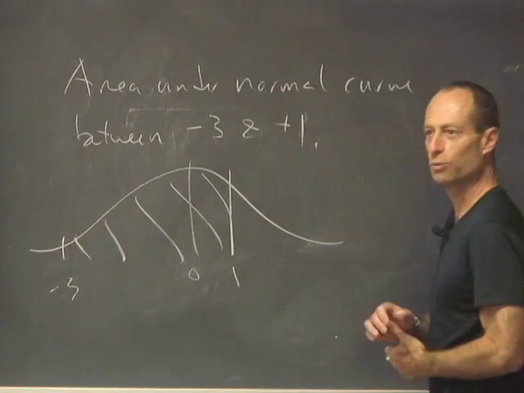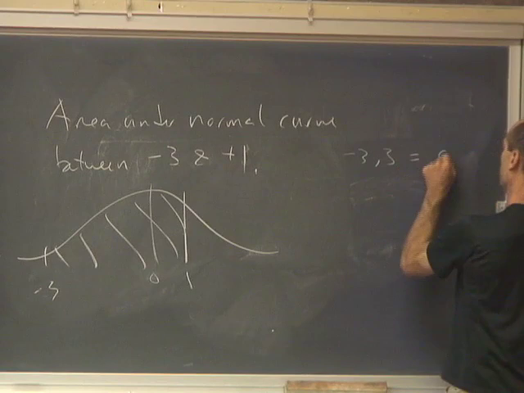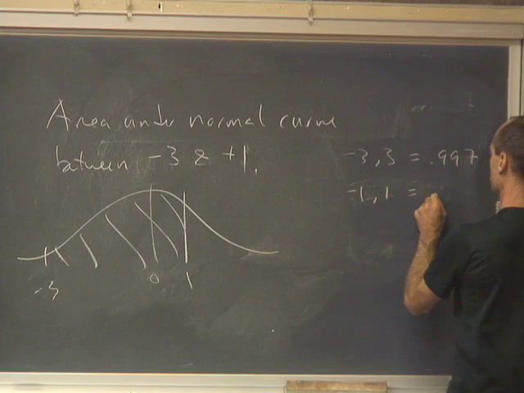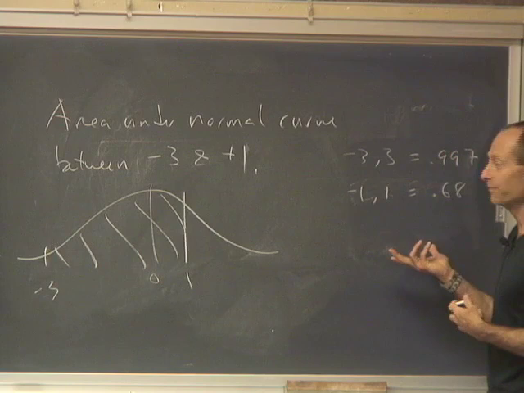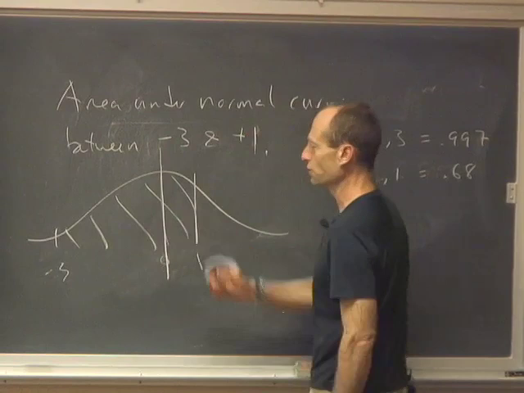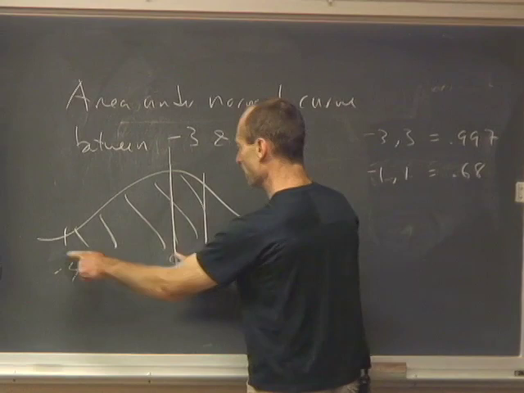What do we know? We know that the area between minus 3 and 3 is 0.997. We know the area between minus 1 and 1 is 0.68. We know that the curve is symmetric. So we're going to divide this area up into two pieces: the area between minus 3 and 0, and the area between 0 and 1. What's the area between minus 3 and 0?